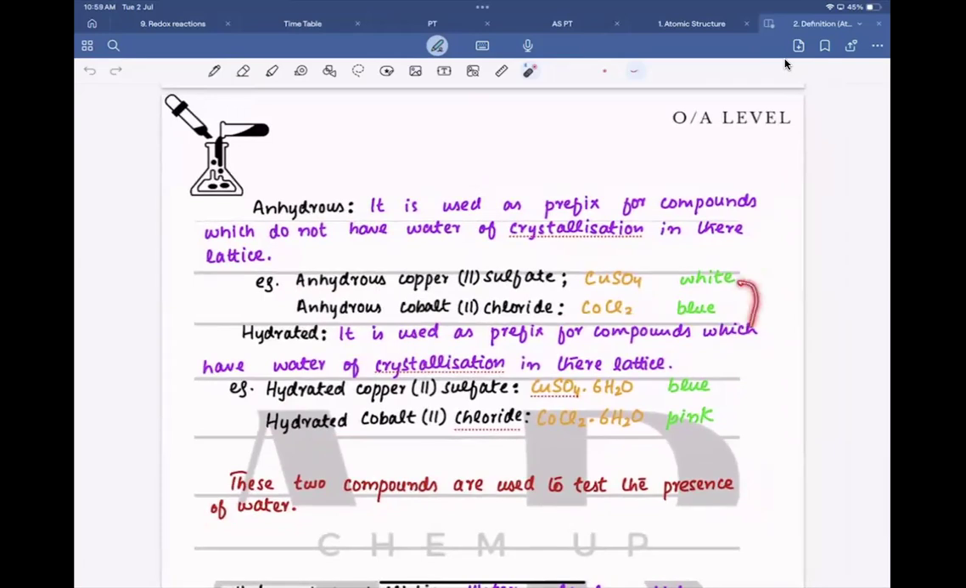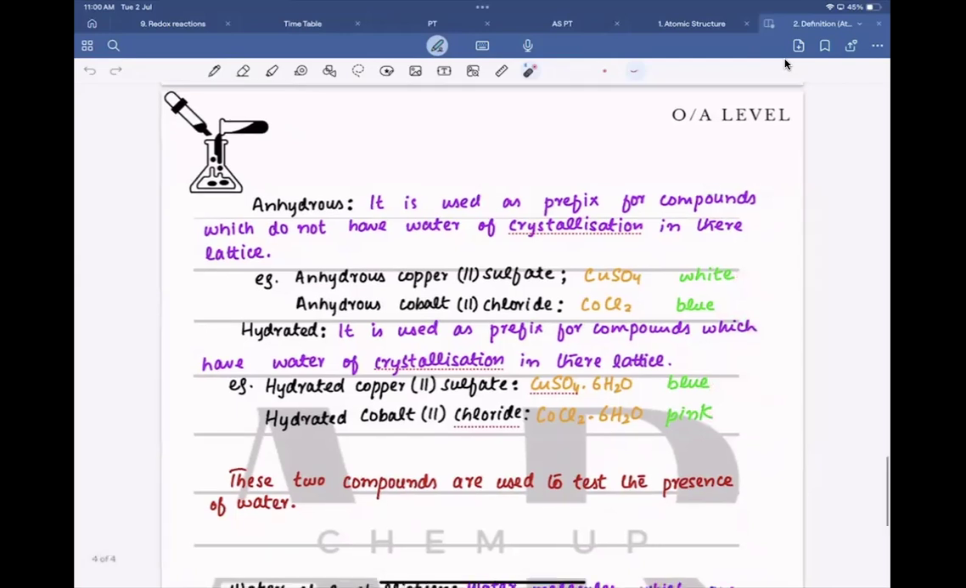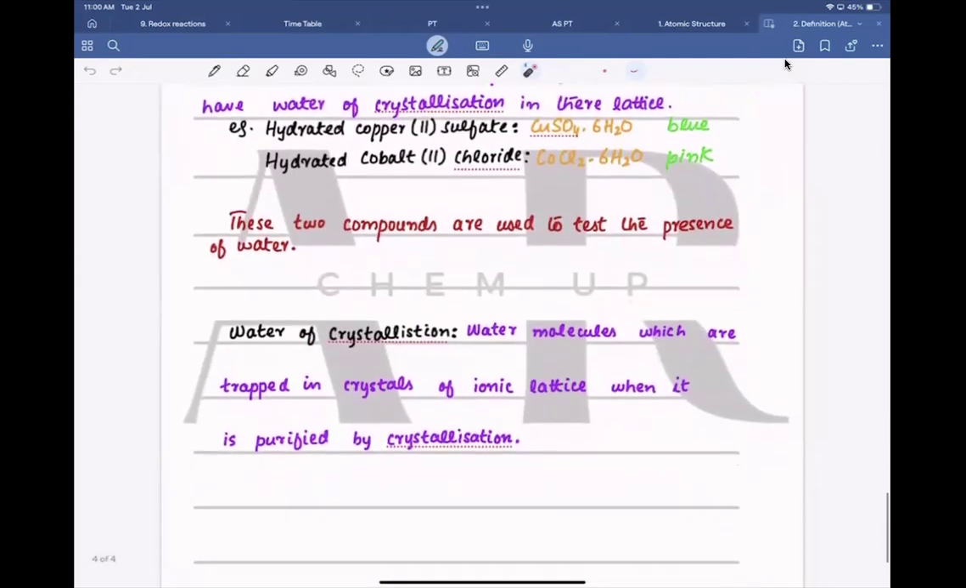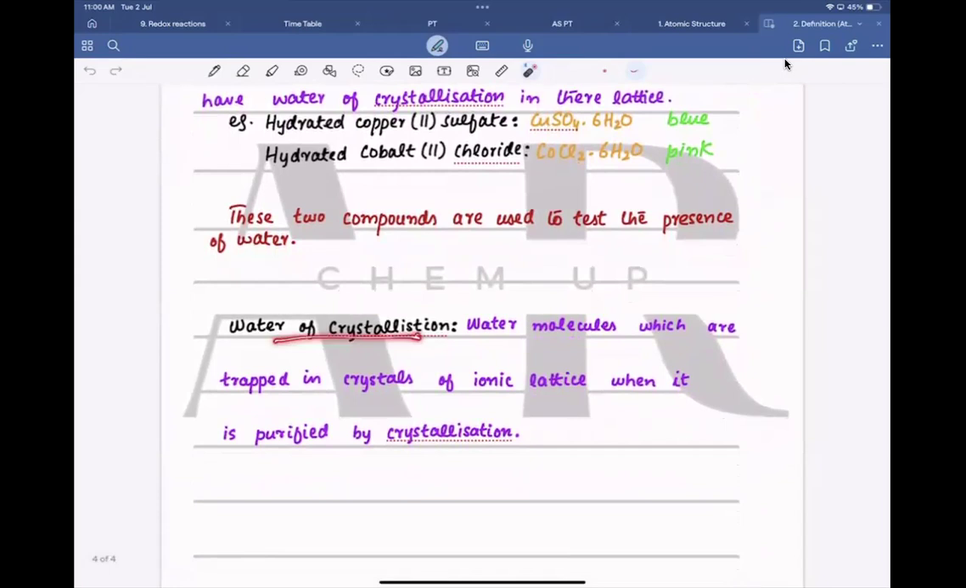And these are the tests to identify the presence of water. Copper sulfate turns from white to blue if there is water, and cobalt chloride turns from blue to pink if there is water present. Okay, so water of crystallization.